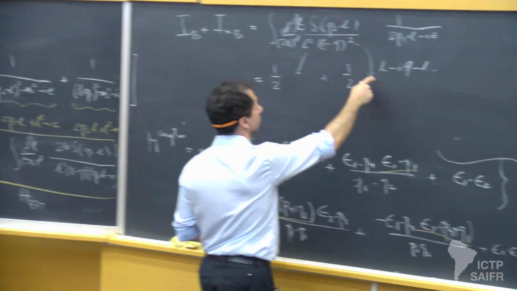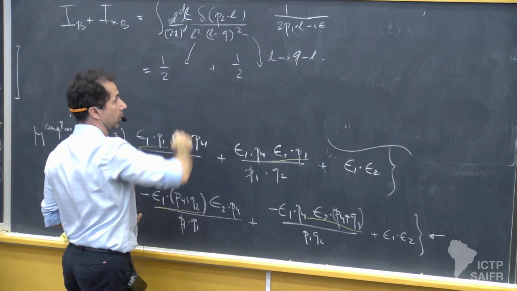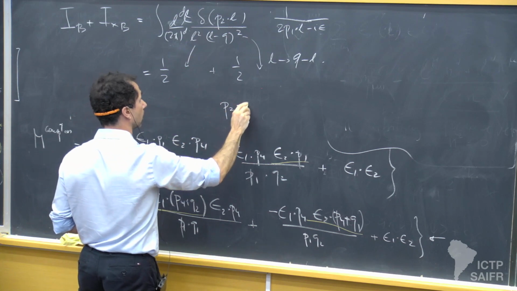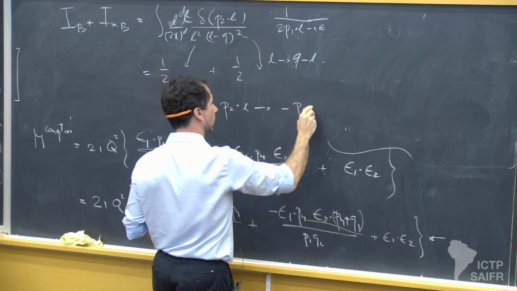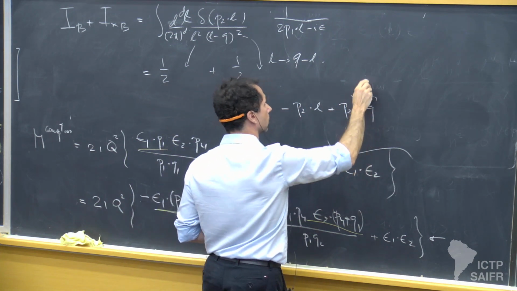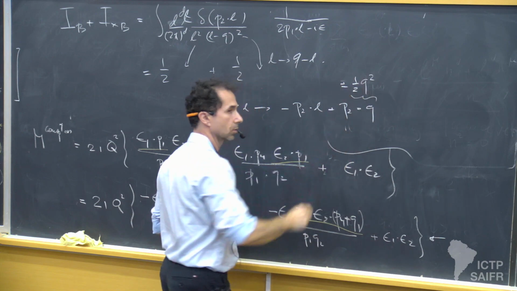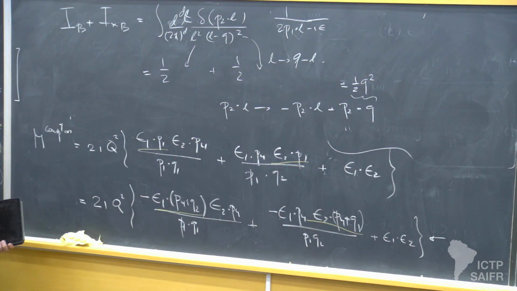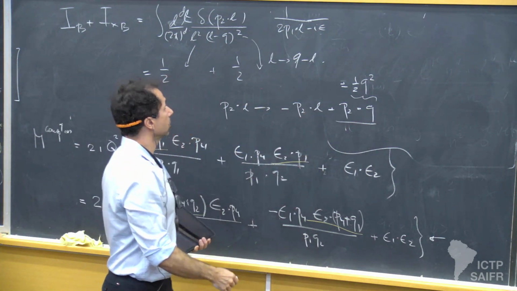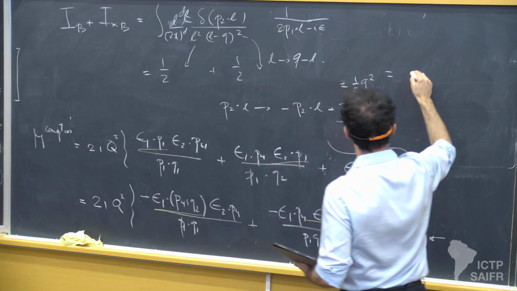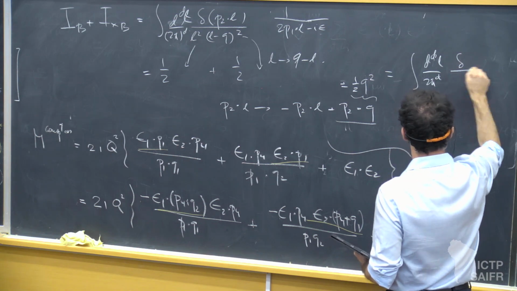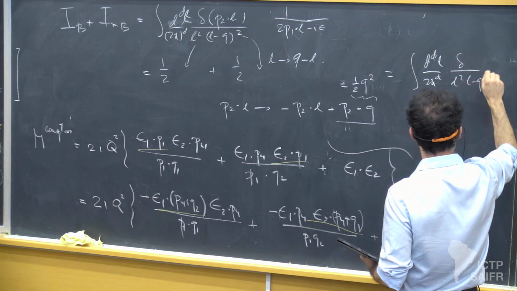So what happens when we do this? The denominators change, switch places. P2 dot L goes into minus P2 dot L plus P2 dot Q. And this is plus or minus a half Q square. I forget whether it's plus or a minus. So this means that we can ignore this guy because it's subleading. So this just becomes the integral d^D L over (2 pi)^D, delta of L square, L minus Q square.